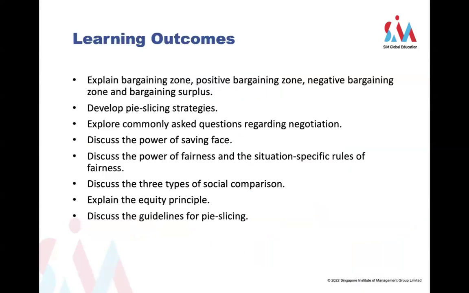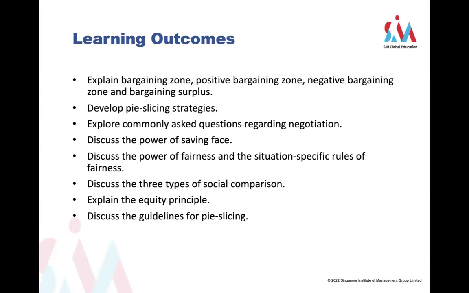So this is the learning outcome. Basically, it means what you should know by the end of today's topic. We're going to look at several terms in negotiation, for example, bargaining zone, positive bargaining zone, negative bargaining zone, as well as surplus. If you have done economics, you know surplus is the extra you will receive. We're going to look at various pie slicing strategies, some of the commonly asked questions regarding negotiation, and the importance and the power of saving face.